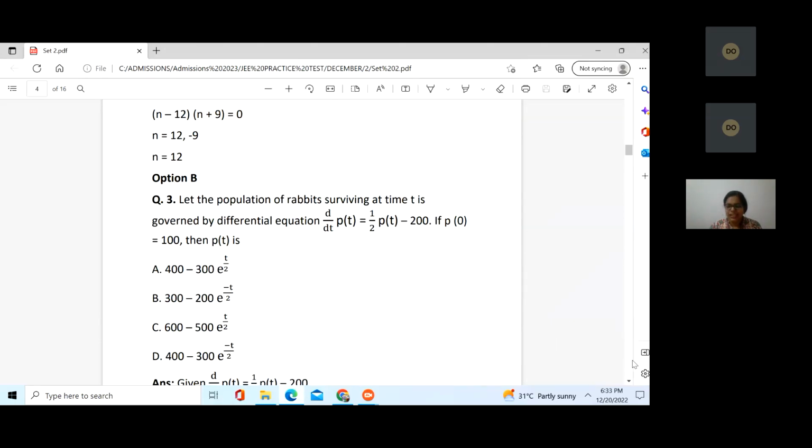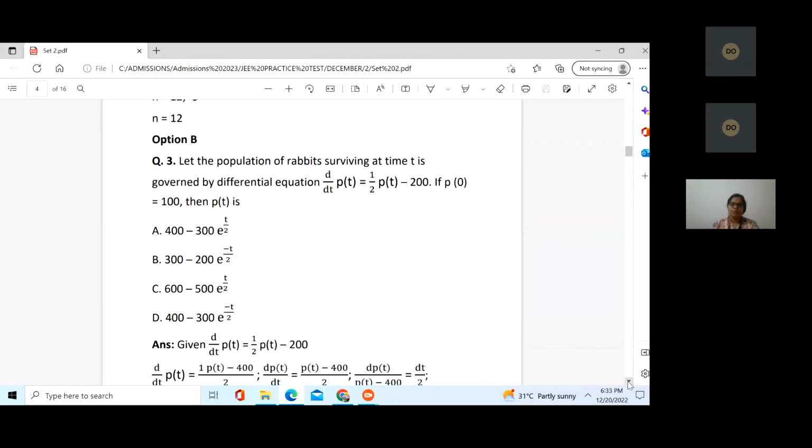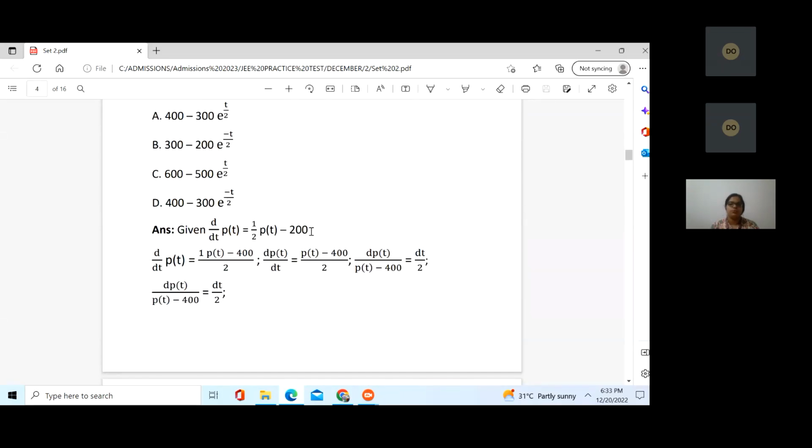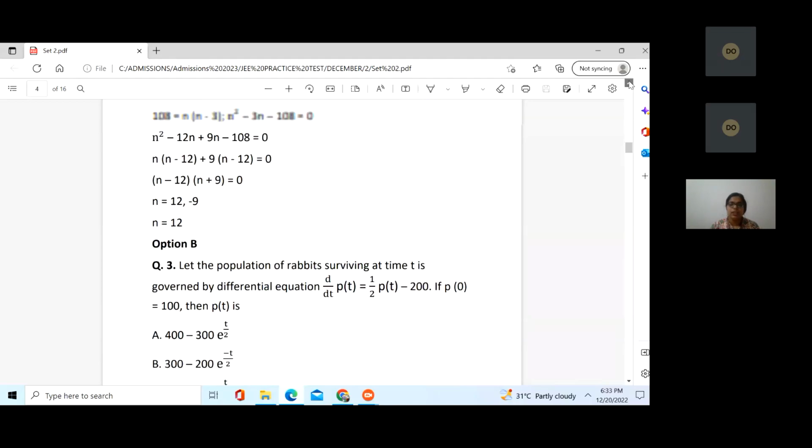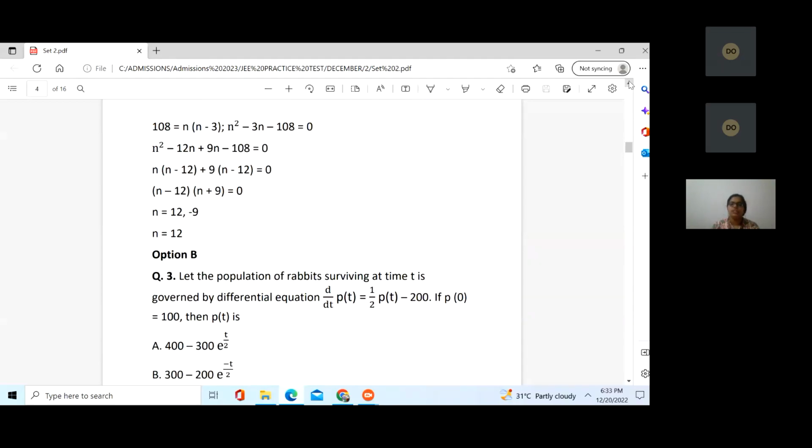So let's discuss the answer for this question. The population of rabbits surviving at time t is given in the form of a differential equation d by dt of p of t equal to 1 by 2 p of t minus 200. This is something we know, and we know the value of p of 0. What the question is asking us to find is p of t.